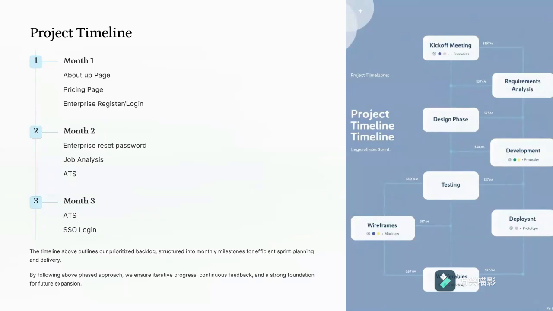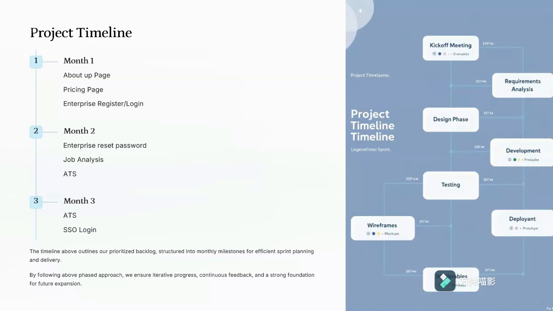And finally, moving on to the project timeline. In month 1, we're going to do the About Us page, pricing page, enterprise register and login page. In month 2, we're focused on the enterprise reset password page and job analysis. The ATS function, we're going to do across month 2 and month 3. Finally, we're going to do the SSO login, like Google.